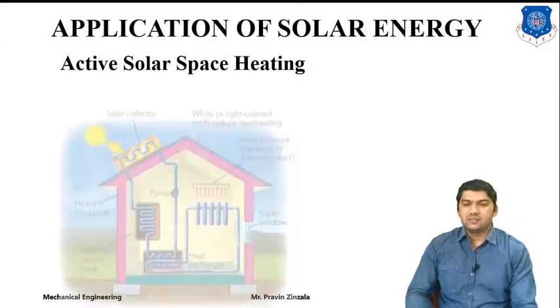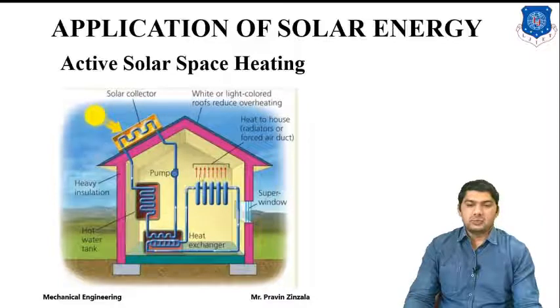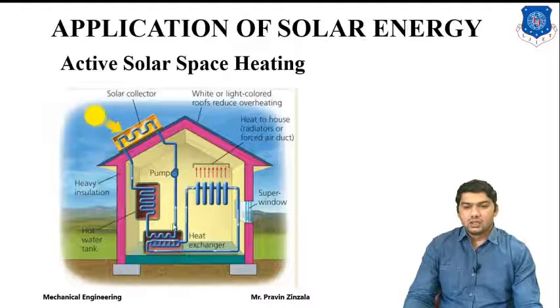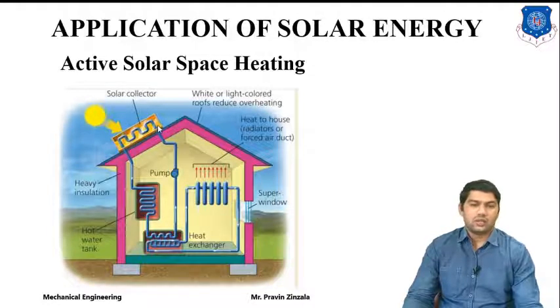Then in the active system, if we require space heating for our home or an industrial area, we have to place the solar collector on the terrace. In this method, two types of systems are used: hot air system and hot water system. In the hot air system, an air collector is used, while in the hot water system, a water collector is used. We are assuming here it is the water collector. So water will be passed through the collector.